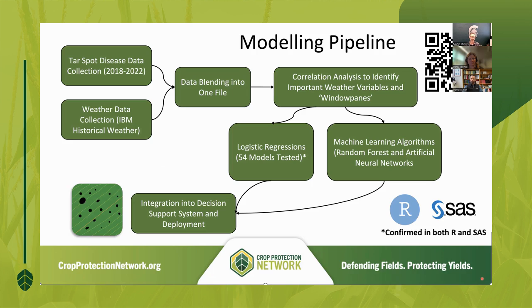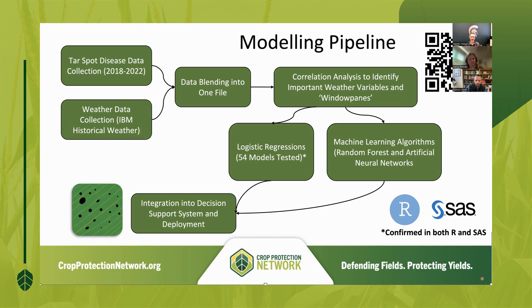The window panes are useful from a biology perspective when we're doing this modeling, because it helps build in the incubation period and the latent period. So we were looking at 14, 21, and 30-day window panes, pulling weather over time for a number of variables. We generated lots and lots of variables, enough that we could generate 54 logistic regression models. We also experimented with some machine learning algorithms, including random forests and artificial neural networks.